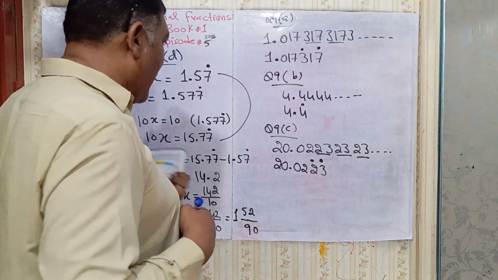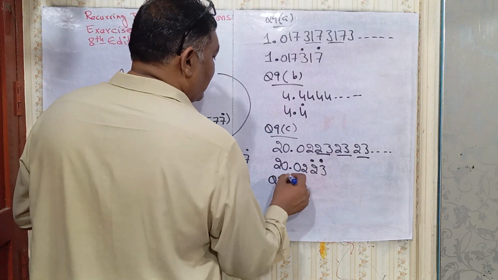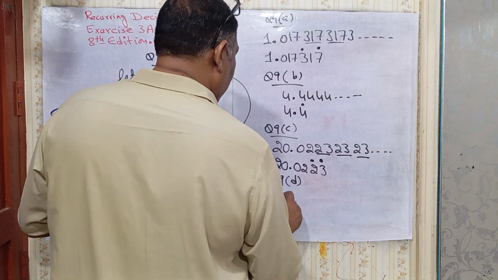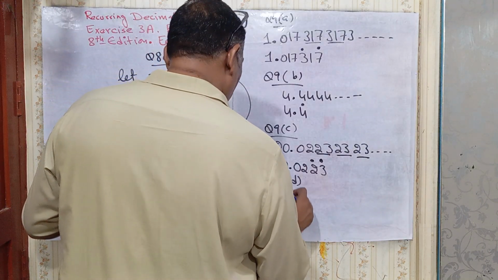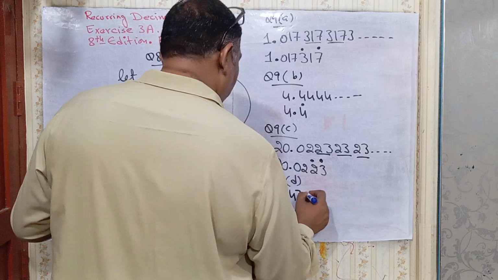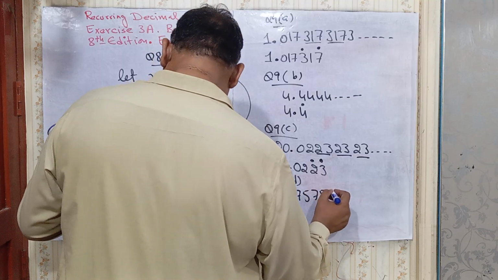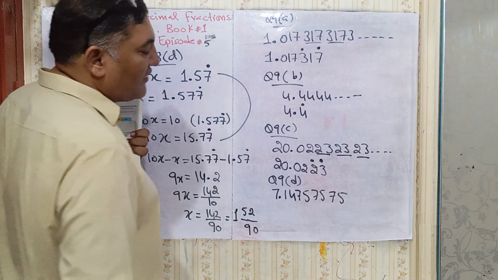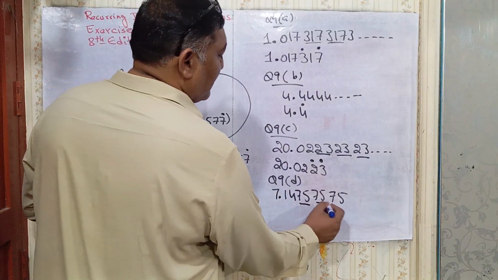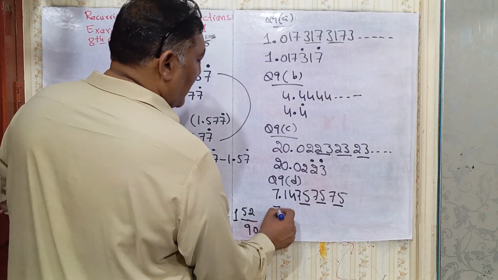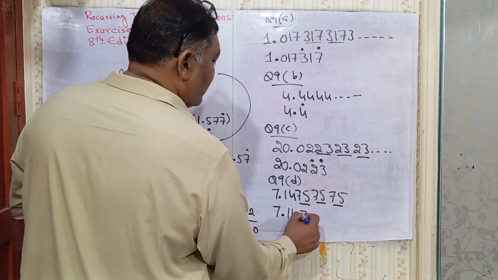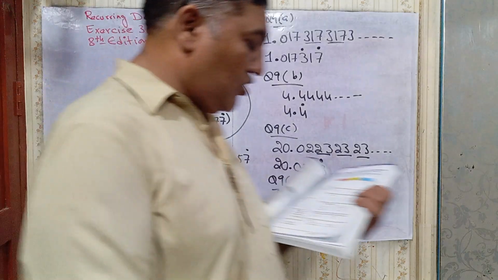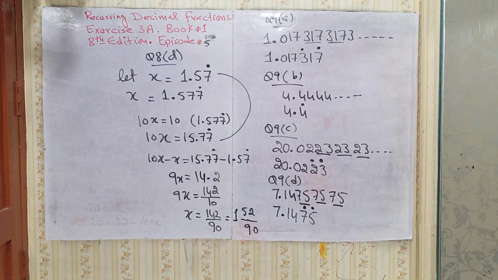Okay, then we have question number 9 and its D part, which is 7.147 and 575, and then again 75. So you have to decide which pattern is repeated. 75, 75, 75. So this is repeating. Okay, so I write here 7.14 on 7 and 5. On this 7 and this 5, I will put dots. So this was question number 9.